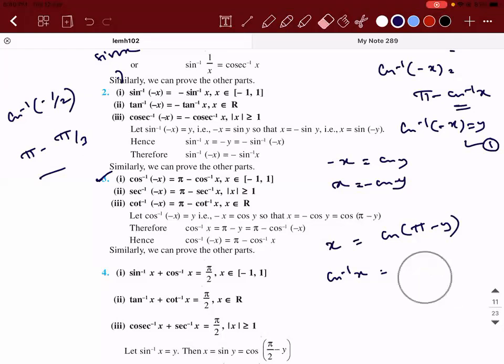Cos inverse x is equal to pi minus y. So y will be equal to pi minus cos inverse x. So this is equation number 2. The first equation, y is cos inverse of minus x. Second equation, y is pi minus cos inverse x. So they both are equal. Clear?